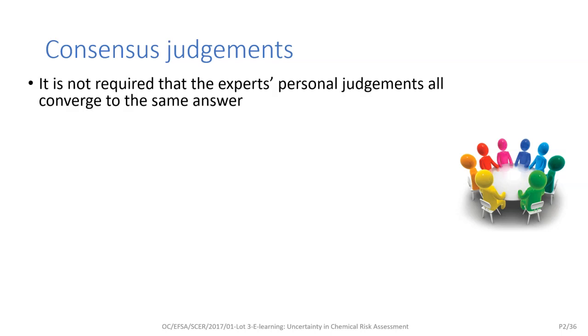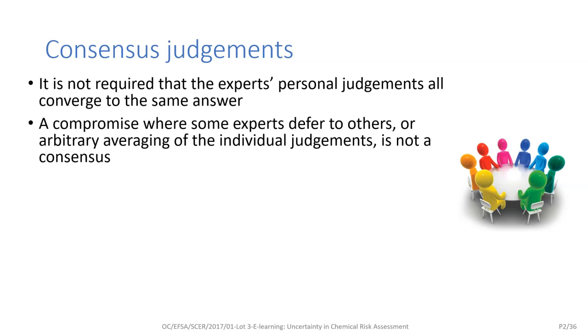It is not required that the experts' personal judgments all converge to the same answer. A compromise where some experts defer to others is not a consensus and would be inappropriate. Arbitrary averaging of the individual judgments is also inappropriate unless the experts explicitly agree that the average is their consensus. So what do we mean by consensus?